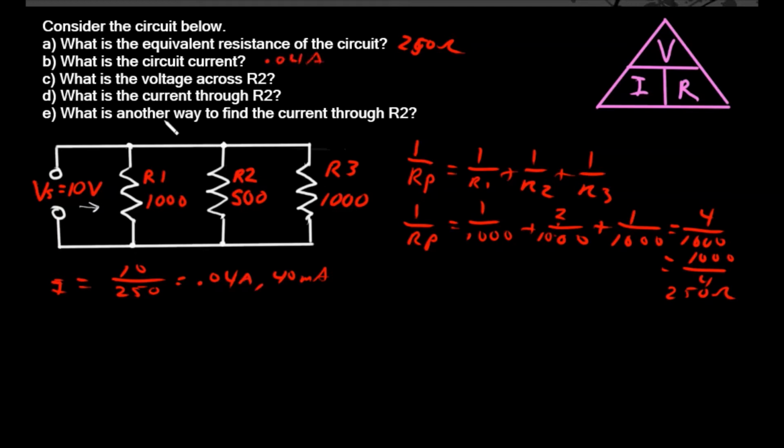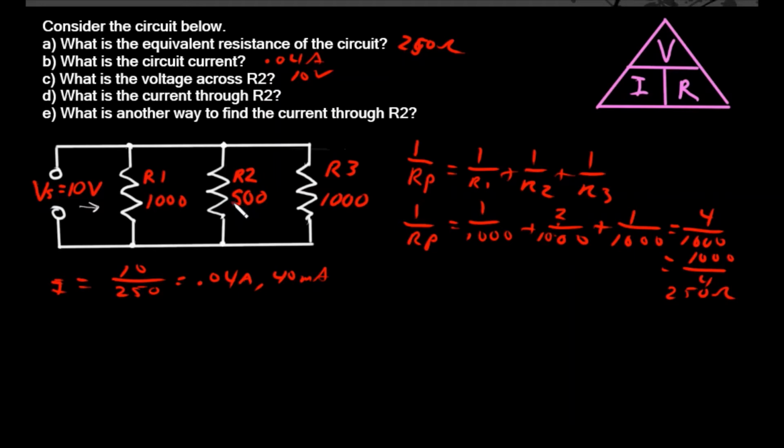What is the voltage across R2? Well, the voltage across R2 is simply the voltage across R2. Whenever you have a parallel circuit like this, whatever the voltage source is, that's the voltage across each element. Each one of these has 10 volts across it. So that's the answer to that: 10 volts.